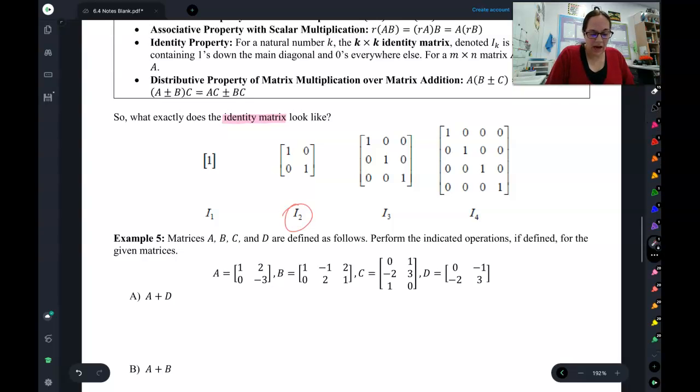So the I2 is the 2 by 2 identity matrix, and then you'll notice from there it's just reduced row echelon form. 1s on the diagonals, zeros everywhere else. The I3 is the 3 by 3 identity matrix, 1s on the diagonals, zeros everywhere else. I4 is the 4 by 4 identity matrix, 1s on the diagonals, zeros everywhere else, and so forth. So if you see any of these in your homework or on your test, just know that they're a square matrix that looks like reduced row echelon form.